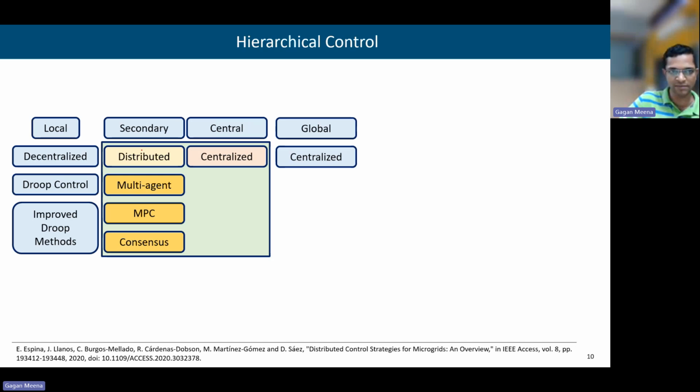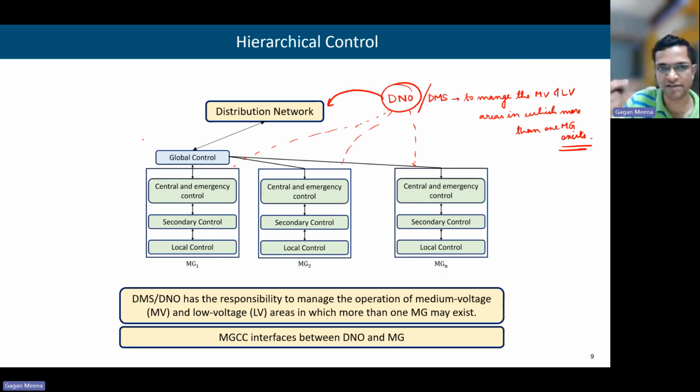Now, the first thing we have seen here is that these are the different layers of control: local control, secondary control, and central and emergency control, and above it is the global control. Local is the fastest, then it is slower, then this is the slowest. As you move up, the time of operation increases. Local control has to be very fast.